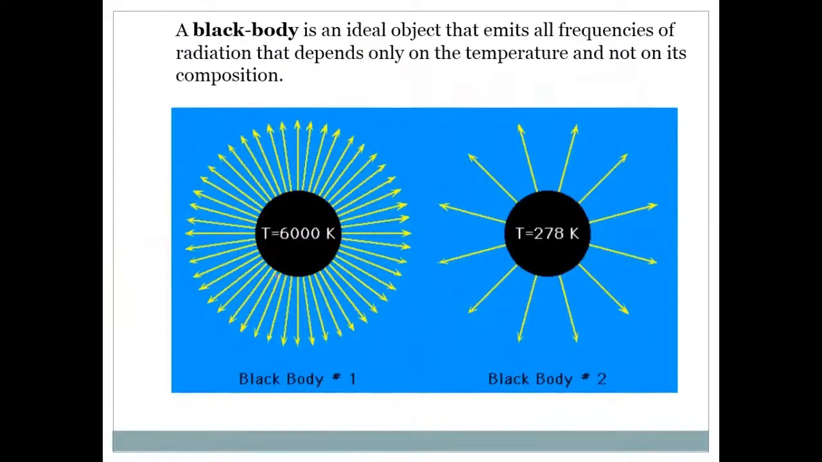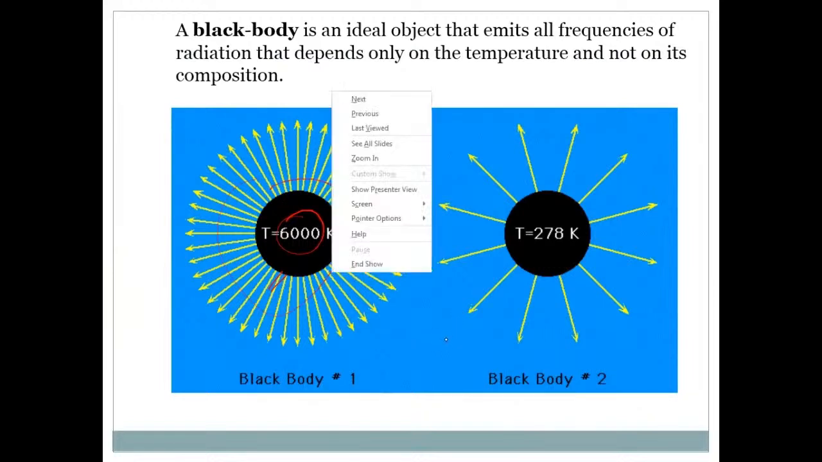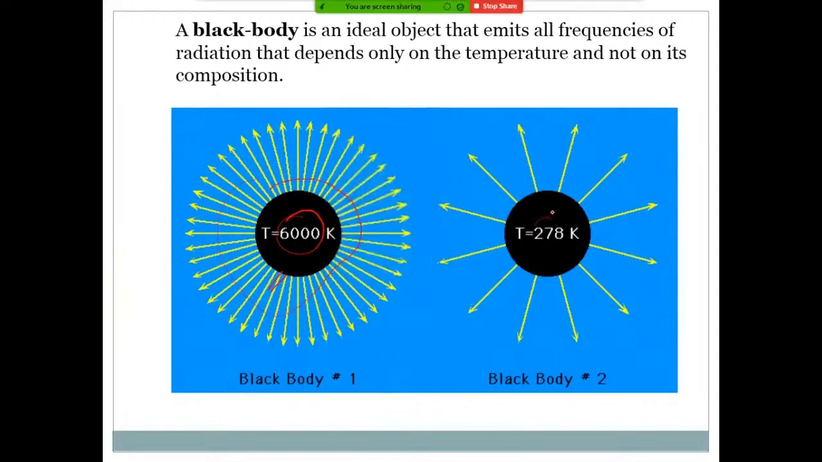We heat a black body to a temperature of 6000 Kelvin. We observe it radiates to a larger extent. When this similar object is heated at 278 Kelvin, it radiates to a very small extent. So by this comparison, we simply observe, or conclude, that it is temperature dependent.